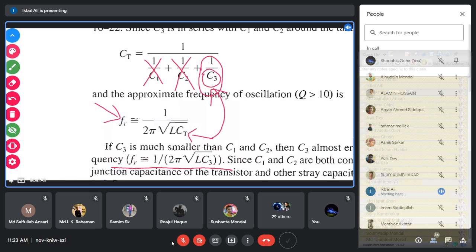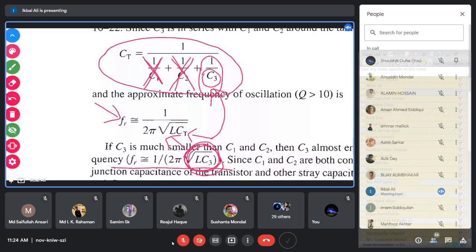And also, if you choose C3 smaller than C1 and C2, then from the equivalent capacitance expression you can see that the 1 by C1 and 1 by C2 terms, the effect of the C1 and C2 capacitors, you can neglect in the frequency expression. So the frequency expression only depends on the inductor and the total capacitance in terms of C3. It does not depend on C1 and C2.